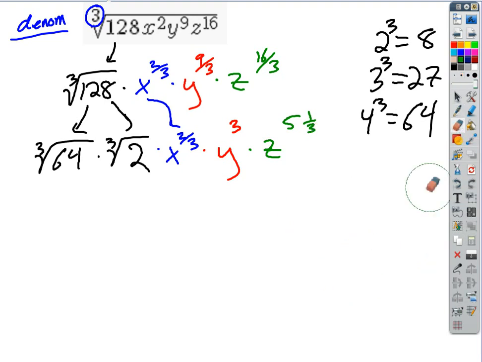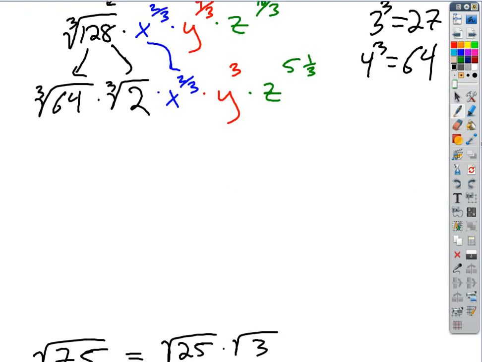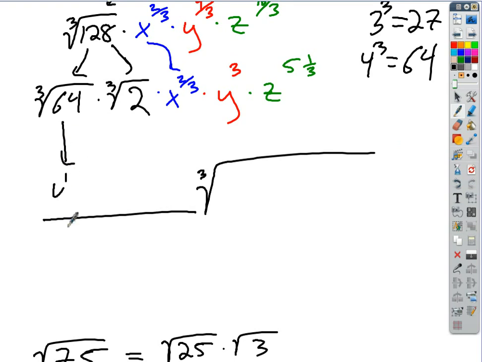Okay. All right. So once we've done that, we're home free. So then now our answer is going to end up looking like this. We're going to have something out front times the cube root of the stuff that's left inside. Here's where we start separating things. The cube root of 64 we said was 4. Okay, so that goes out there. But the 2 is left inside, right? Okay, what about the x's?